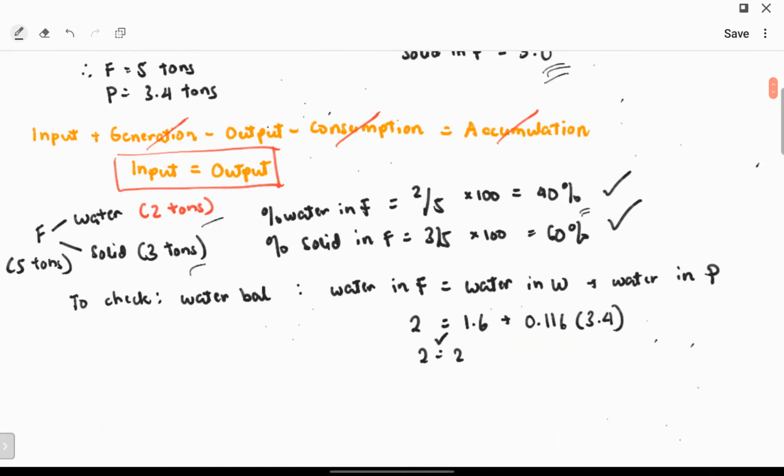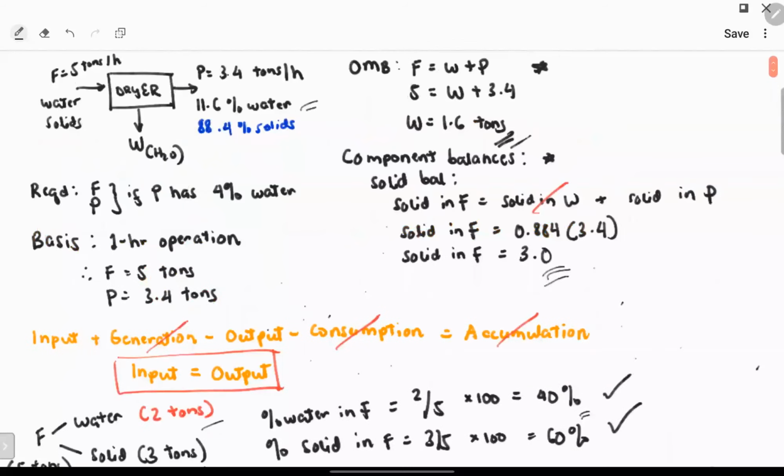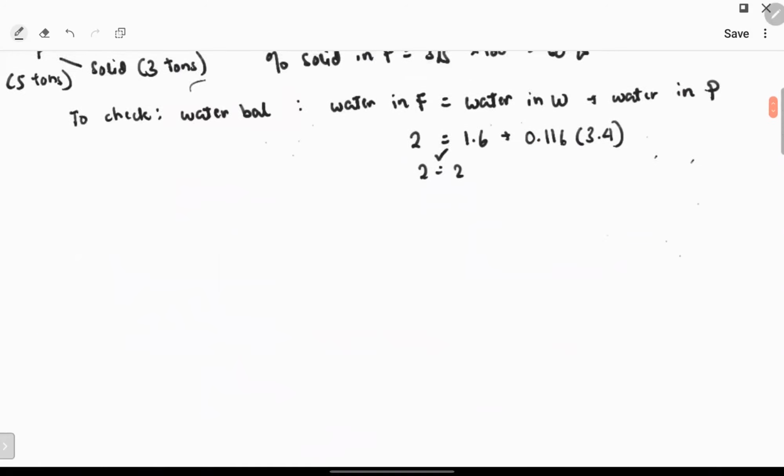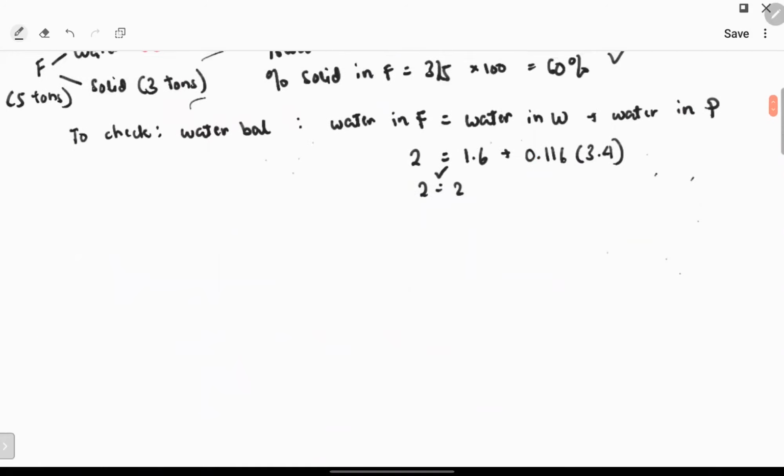Kasi remember that the requirement is that ano daw yung F and P if the P has 4% water. So, hindi dapat lalagpas ng 4% ang water sa P. Eh, kanina kasi 11.6 yung water natin. So, therefore, we can create a new flow chart or diagram. So, still dryer. So this is case 2 already. Case 2.